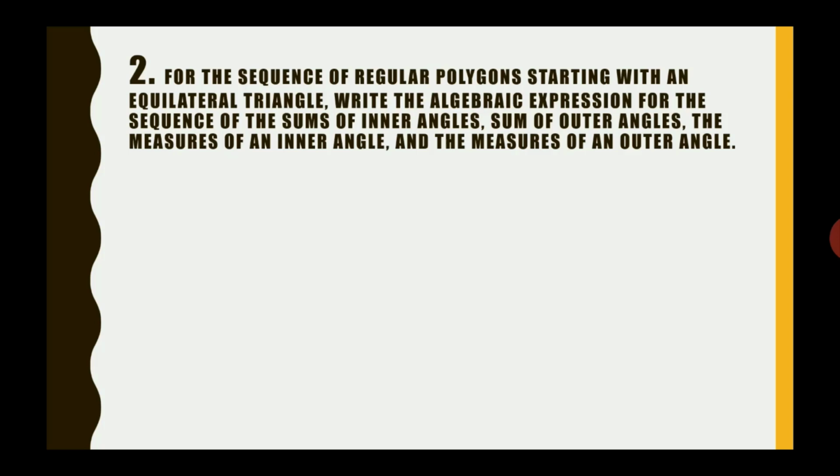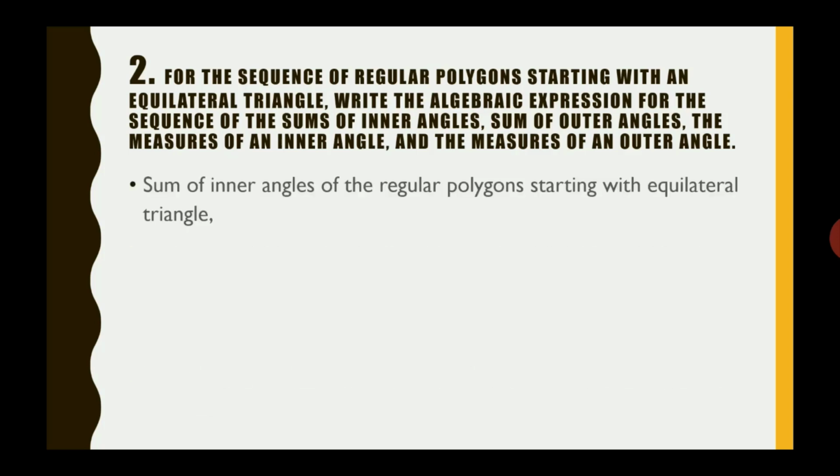So first of all, let us consider the sum of the inner angles of the regular polygon starting with the equilateral triangle. What is the sum of inner angles of an equilateral triangle? Yes, it is 180 degrees. And what about the square? It will be 360. What about the sum of the inner angles of a regular pentagon? It will be 540, and so on. So we will get the sequence 180, 360, 540, 720, and so on. The first term is 180, the second term is 360, the third term is 540.